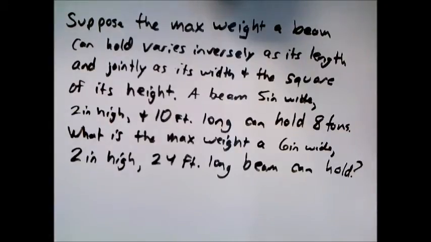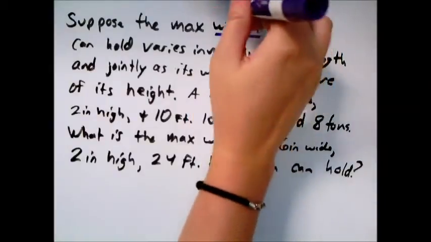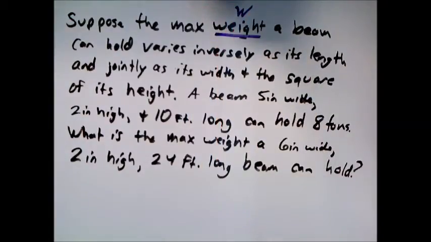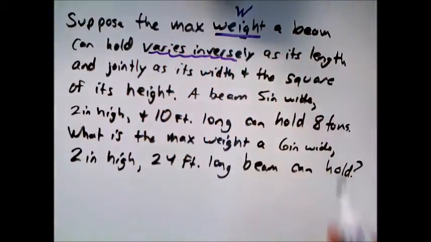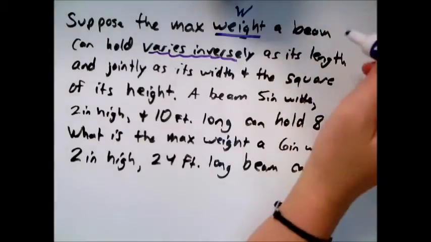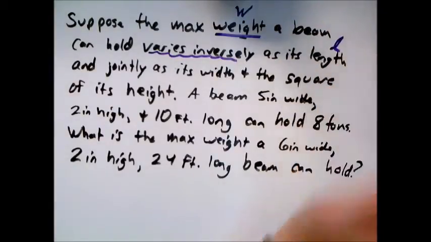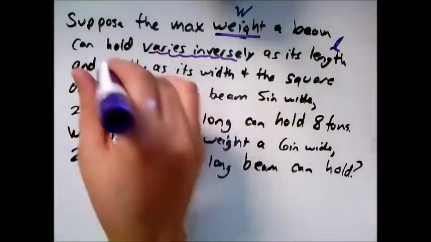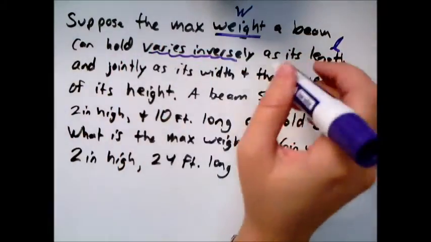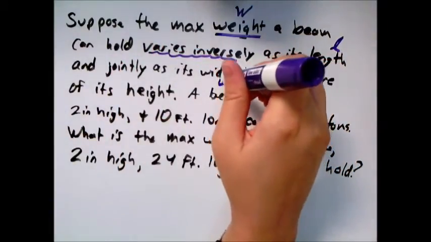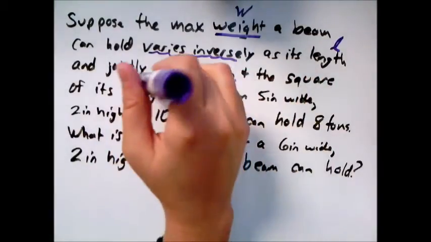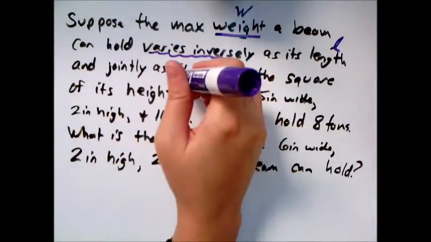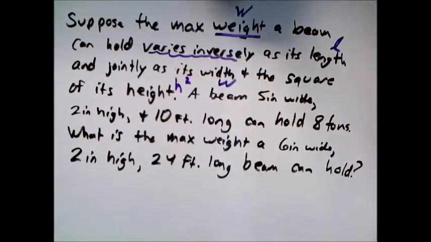So this says the max weight, so I think we'll use W for weight. The max weight a beam can hold varies inversely. So I know the next thing, whatever it varies inversely with, inversely means divided by. So inversely with the length, we'll call the length L. And then jointly, so it means directly but compared to more than one thing, with the width, which we'll call W, and the square of the height. So we'll call the height H, but notice it says the square of the height. So H squared, not just H.